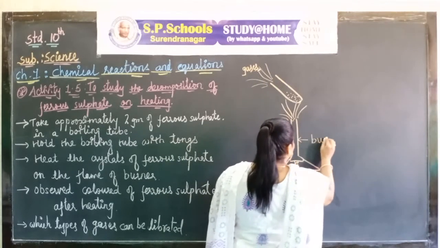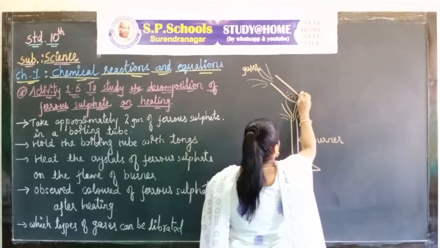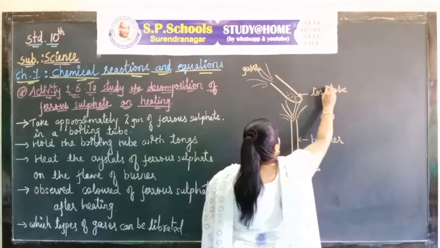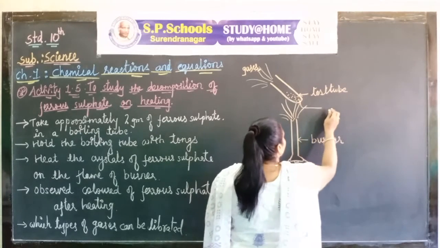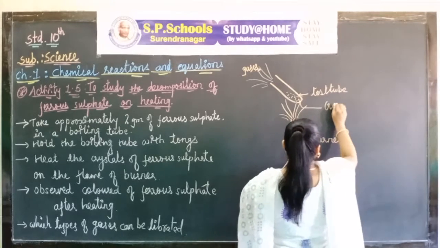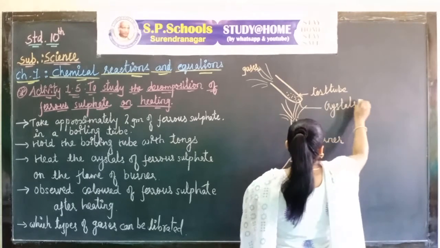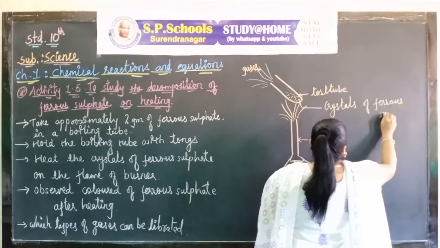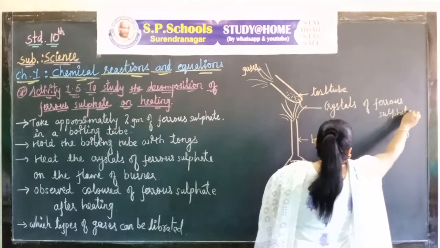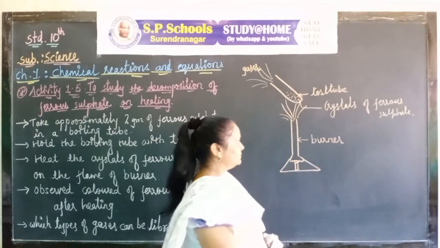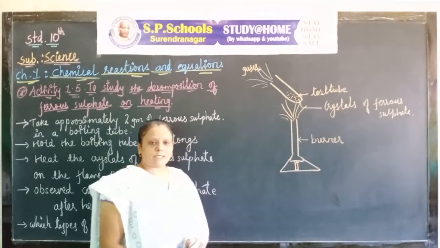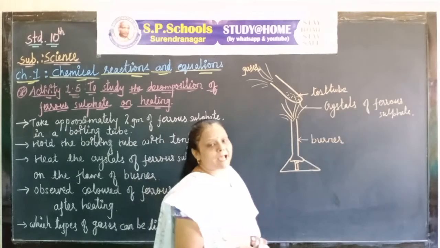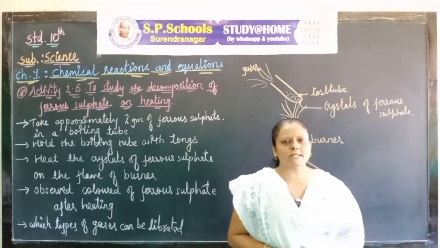This one is the burner, and this is the test tube, in the test tube, crystals of ferrous sulfate. In this activity, the gases that are liberated have a strong irritating smell.